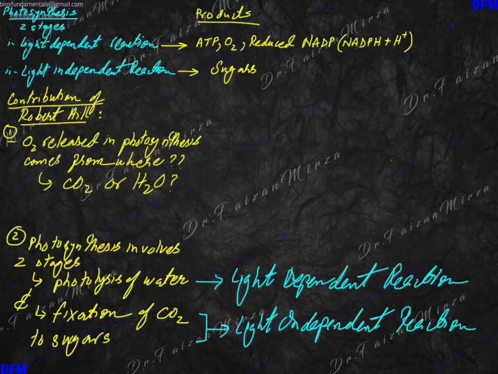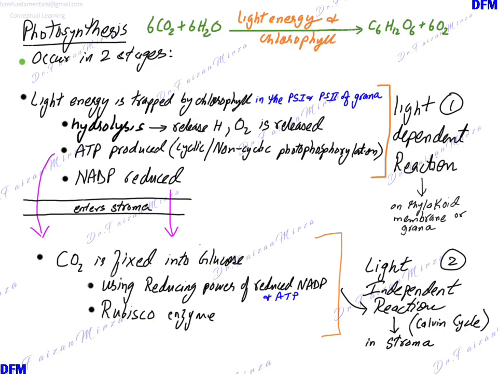This sums up what I have just discussed with you. This is the reaction of photosynthesis: 6 CO2 plus 6 water molecules, using light energy and chlorophyll, turns into C6H12O6 and 6O2. This reaction occurs in two stages: the light dependent reaction and the light independent reaction. The light dependent reaction occurs on the thylakoid membrane or grana. The light energy is trapped by chlorophyll in PS1 and PS2 of grana. Photolysis occurs where water is split into H and oxygen is released. ATP is produced by the process of cyclic and non-cyclic photophosphorylation, which I am yet to cover, and NADP is reduced as well.